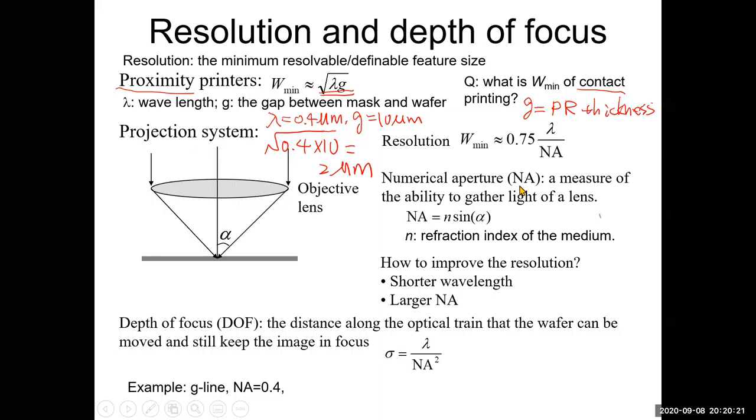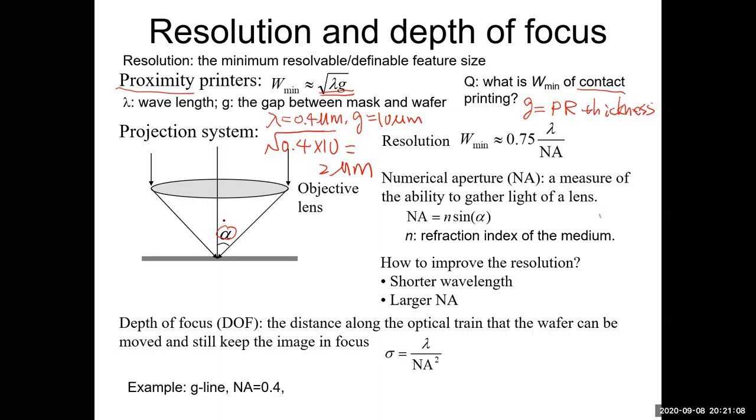Please note that NA is a measure of the ability of a lens to gather light. NA is simply equal to N times sine alpha. N is the refraction index of the media. In air, N is equal to what? Equal to one. The refraction index of air is one. And alpha is this angle, the collecting angle of the lens.